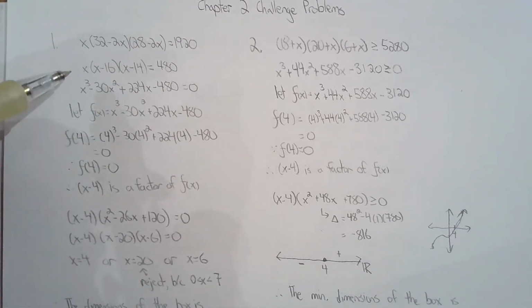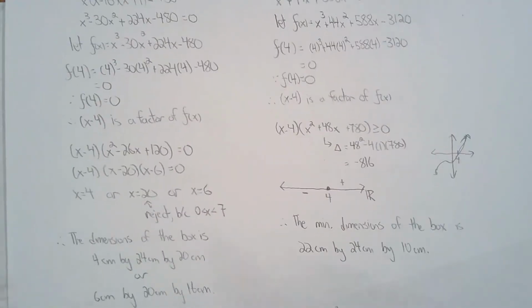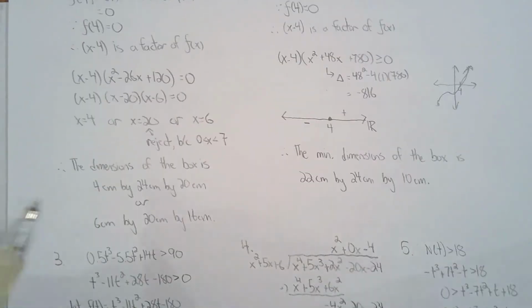with this question, but I will say that we have to reject x equals 20 even though it's a root to the equation, because based on the dimensions of the cardboard sheet, x must be between 0 and 7. So 20 is too big. I can't cut those squares because the cardboard sheet is too small. So that means the two boxes can only be the dimensions I wrote down.